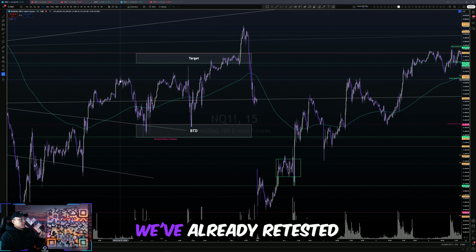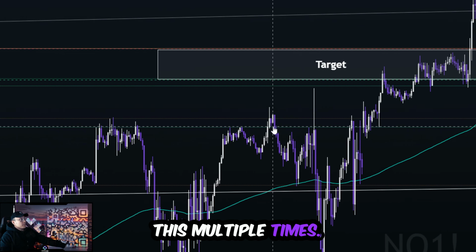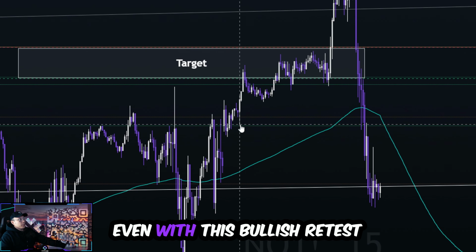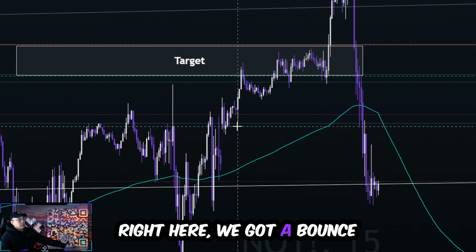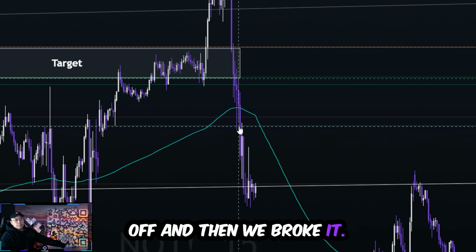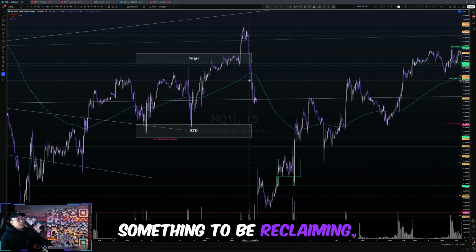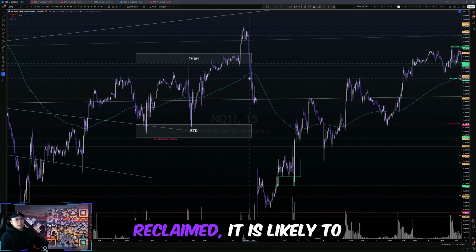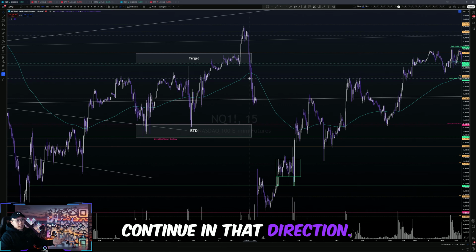Okay? We've already retested this multiple times, finally broke above. Okay? Even with this bullish retest right here, we got a bounce off, and then we broke it. So you don't want something to be reclaimed. And as I always say, if a structure is reclaimed, it is likely to continue in that direction.